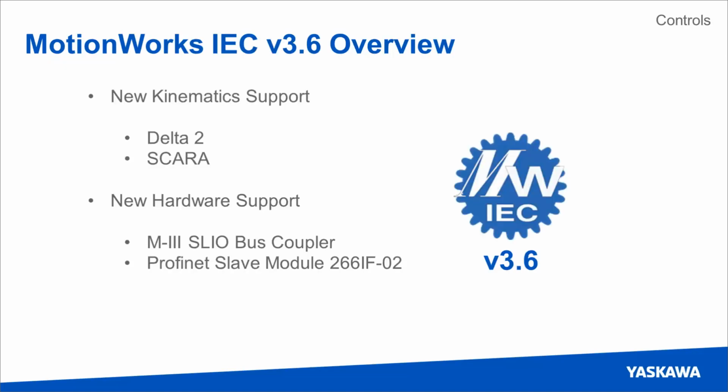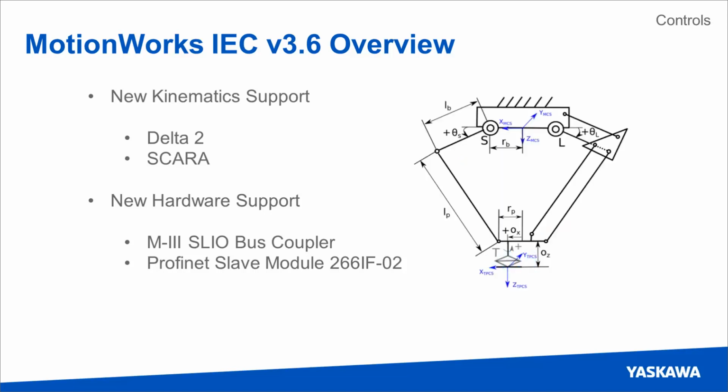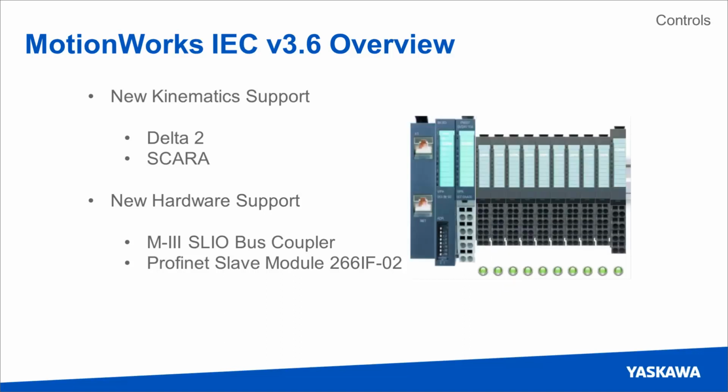So first, let's go over some of the hardware support updates. In terms of kinematics, we added two new kinematic supports. One is for the Delta II robot, and the other is for the SCARA robot. Another major hardware support that we added is the MechaTrolink 3 SLIO bus coupler. It's now supported by MotionWorks IEC.